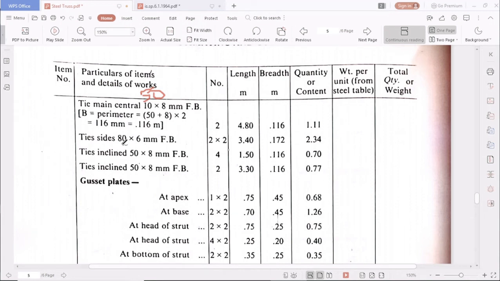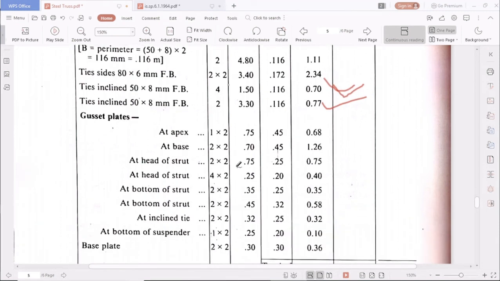Next, the ties sides are 80 into 6 mm. All the ties we have already calculated, we just have to do 80 plus 6, which is 86 into 2, it is 172 mm, so 0.172. And 50 plus 8, 116, same. So the ties part is over. For the quantity, just multiply it. Now for the gusset plate.